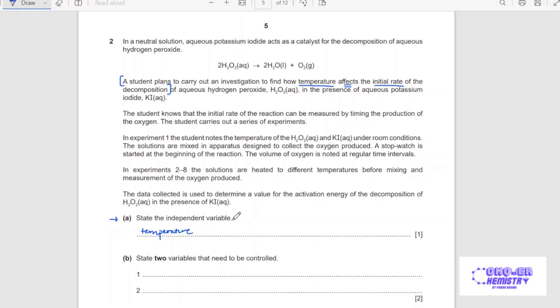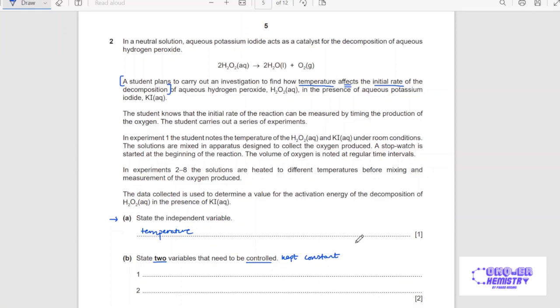And by the way, the dependent variable is what you measure as a result of the independent variable being changed by yourself. And that's basically going to be the initial rate. Anyway, now we need to state two variables that need to be controlled. In other words, they need to be kept constant. So what two things need to be kept constant?